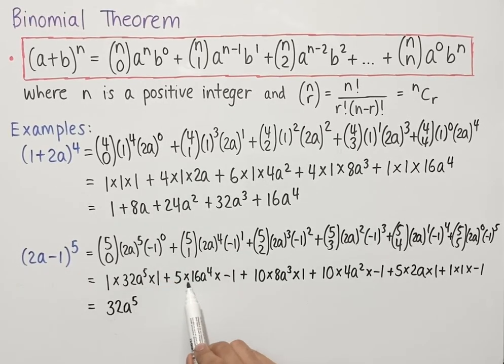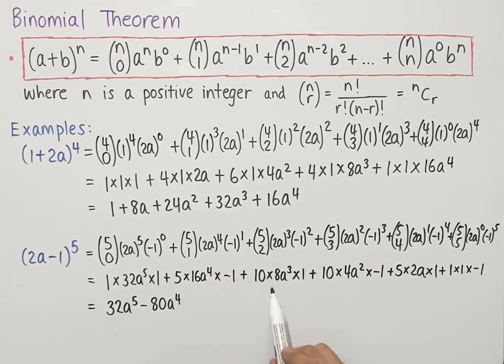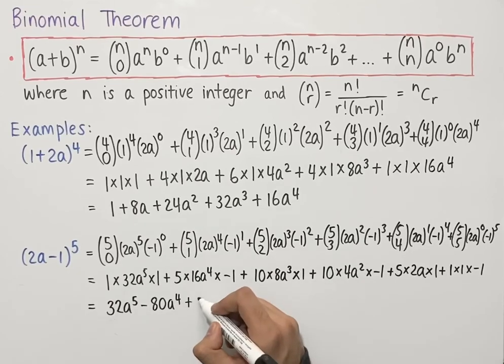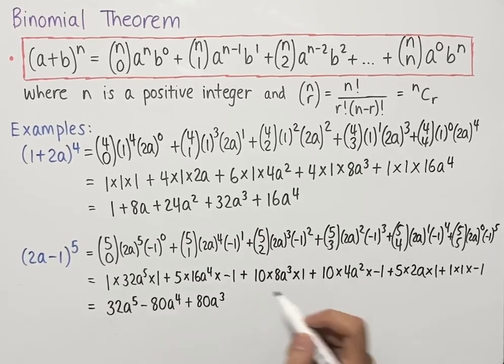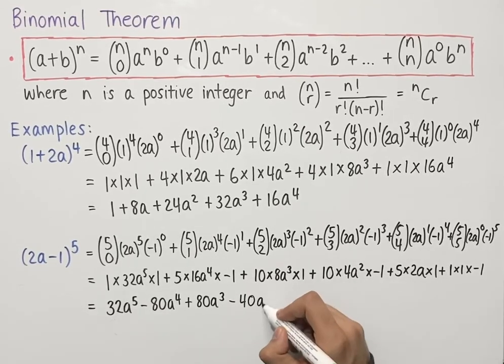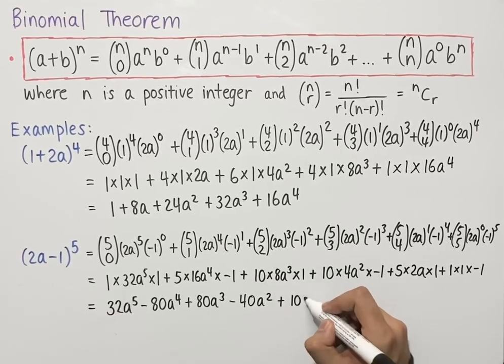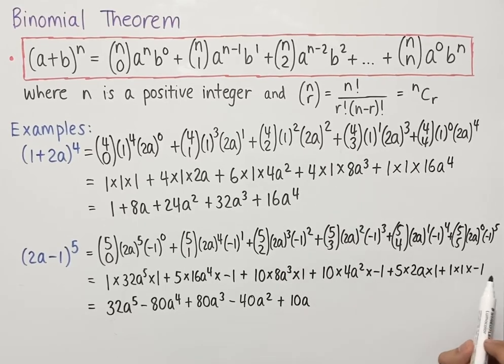This next term, 5 times 16 is 80. 80 times a to the power of 4 is 80a to the power of 4. Times minus 1 gives us minus 80a to the power of 4. Next term, 10 times 8 times 1 gives us 80. And then we're multiplying by a cubed, which gives us 80a cubed. Next term is 10 times 4 times minus 1, which is minus 40. And then we have a squared. Next term is 5 times 2 times 1, which is 10. And then we have a. And finally, we have 1 times 1 times minus 1, which is minus 1. And so 2a minus 1 all to the power of 5 expanded gives us this.